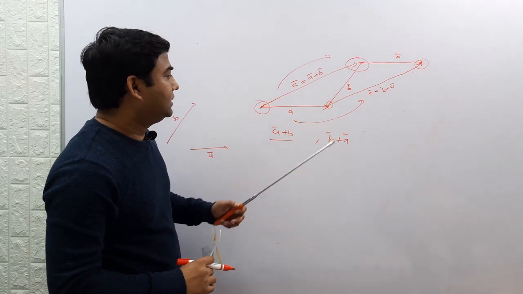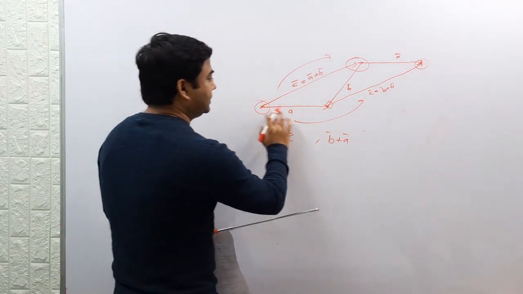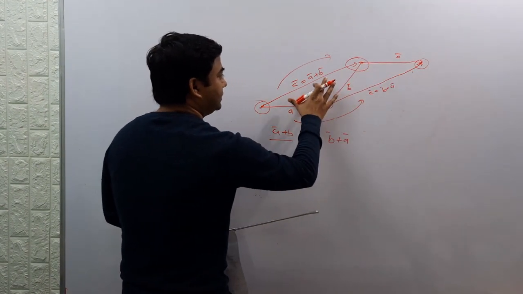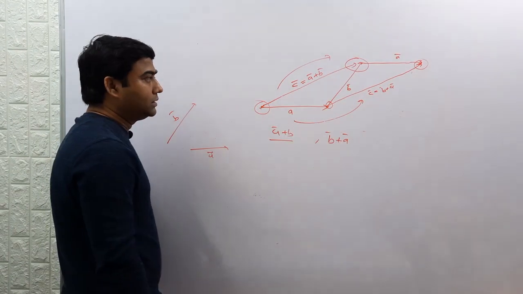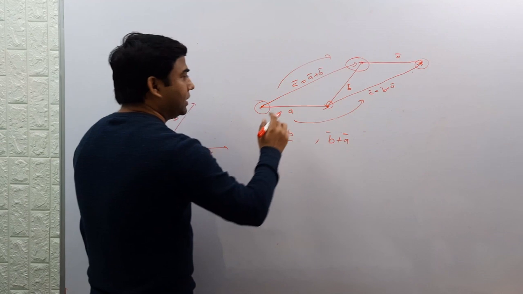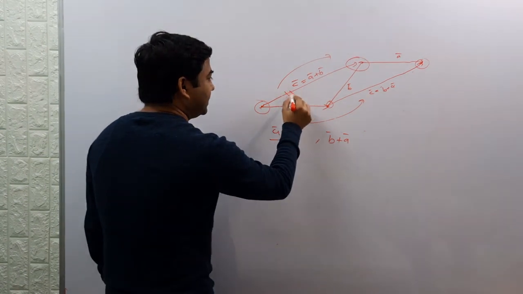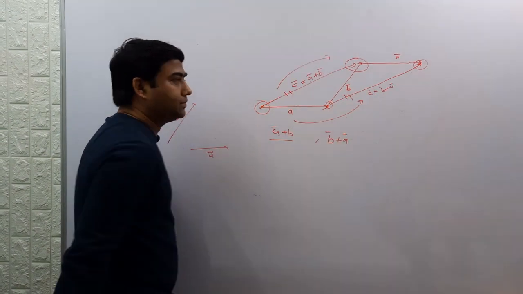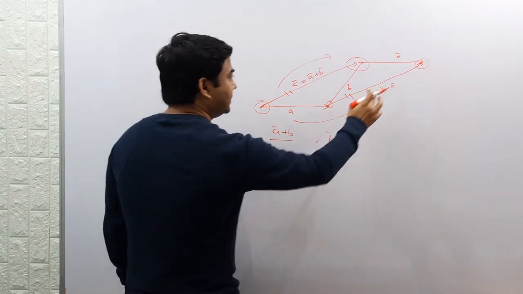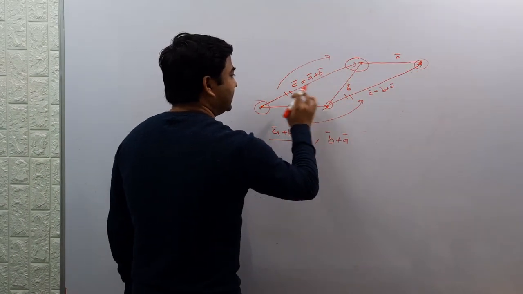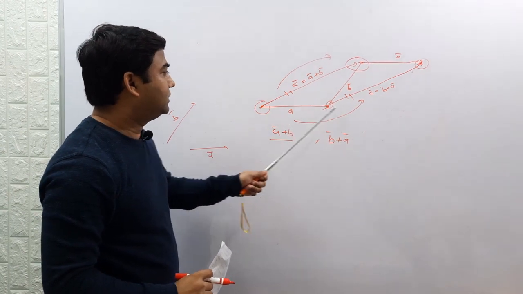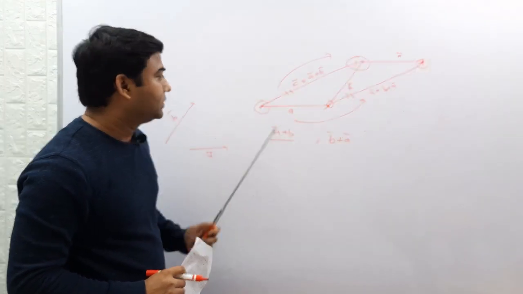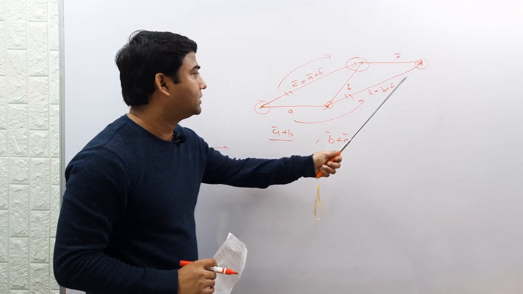Now you can see that this and these are parallel, this and these are parallel. So this is a parallelogram. As the parallel sides of a parallelogram are the same, I can say that this vector and this vector are the same. This vector and this vector are the same because these and these vectors are the same, and this is a parallelogram.